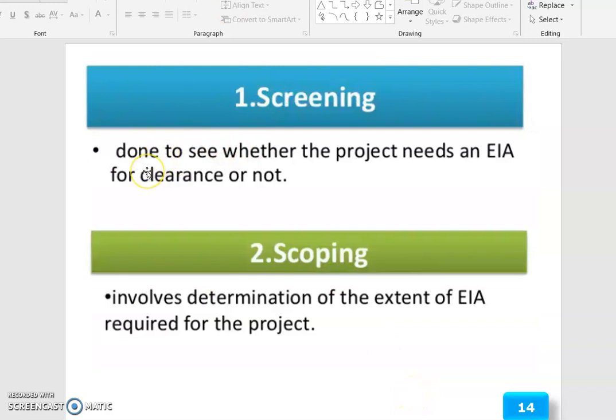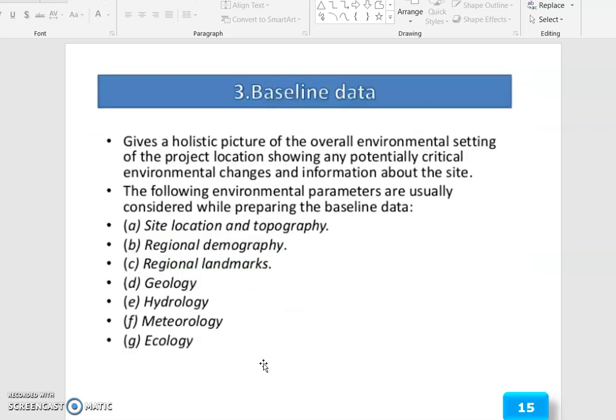Screening is done to see whether the project needs an EIA for clearance or not. Then scoping. Scoping involves determination of the extent of EIA required for the project. Baseline data gives a holistic picture of the overall environmental setting of the project location, showing any potentially critical environmental changes and information about the site.